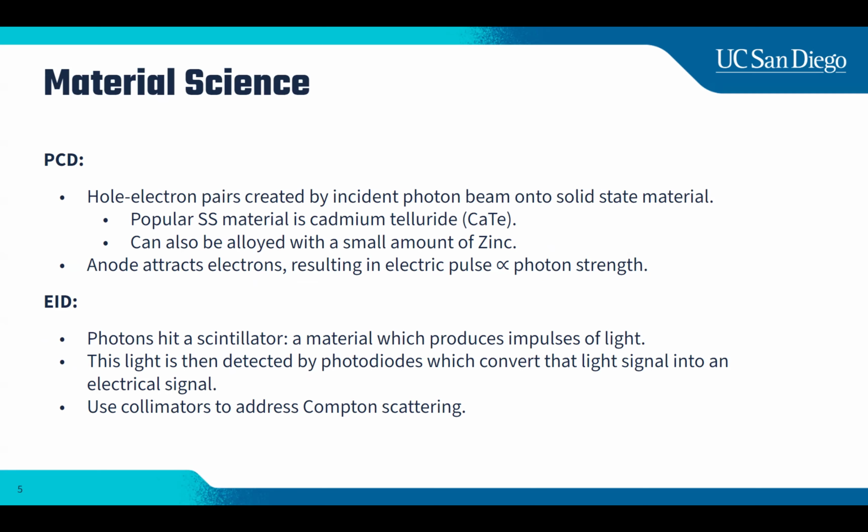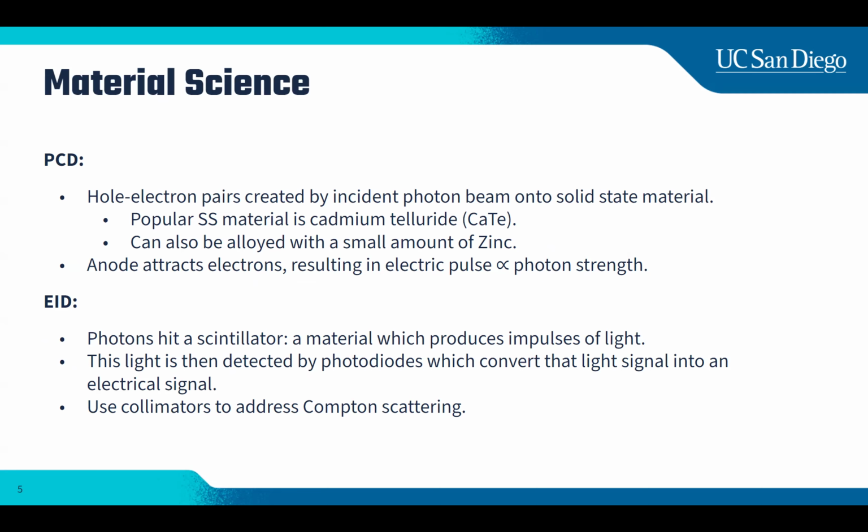And so every time a photon hits the solid state material, an electron hole pair is made, which is then turned into current due to the high voltage across the material, which then goes into detectors as an electronic signal. For energy integrating detectors, there's a scintillator as opposed to a semiconductor.